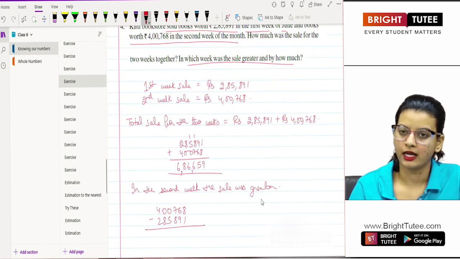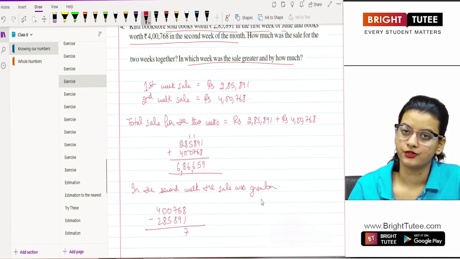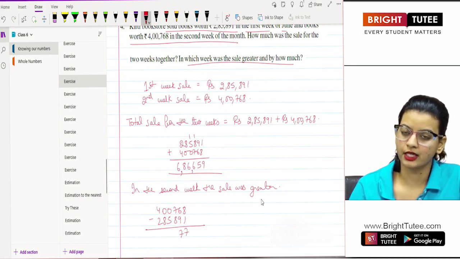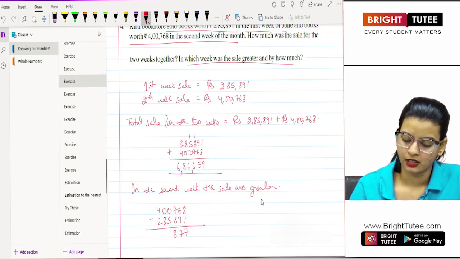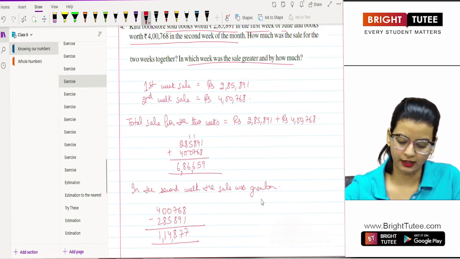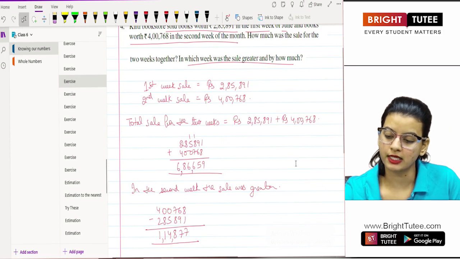285,891. 8 minus 1 is 7. Now this is 6. It will borrow from 7. So this becomes 16. So 16 minus 9 is again 7. Now this has already given 1. 7 has given. So this becomes 6. Now this is 16 minus 8 is 8. Now this is 9. 9 minus 5 is 4. This is 9 minus 8 is 1. And 3 minus 2 is 1. So the value is 1,14,877.